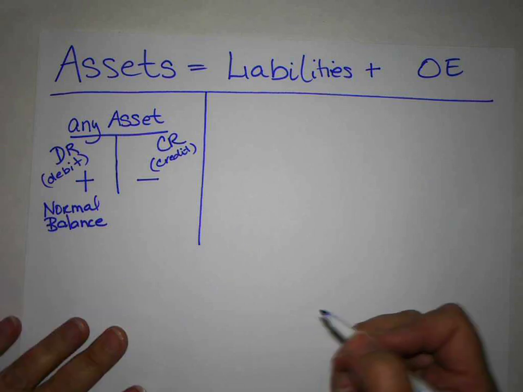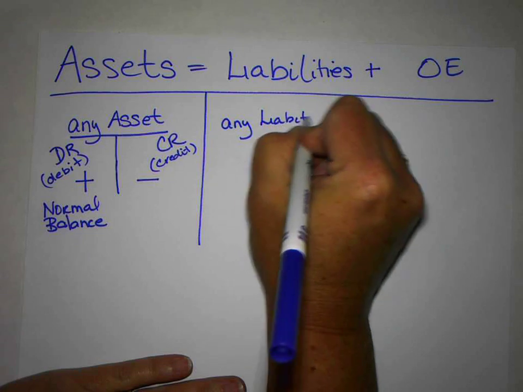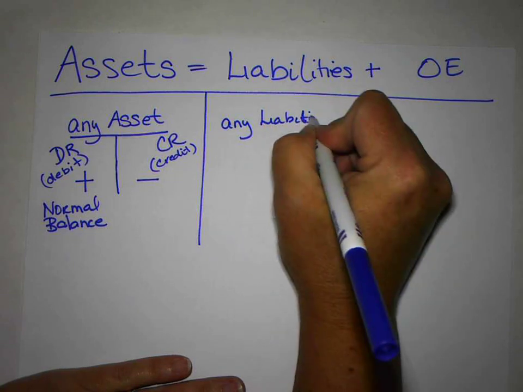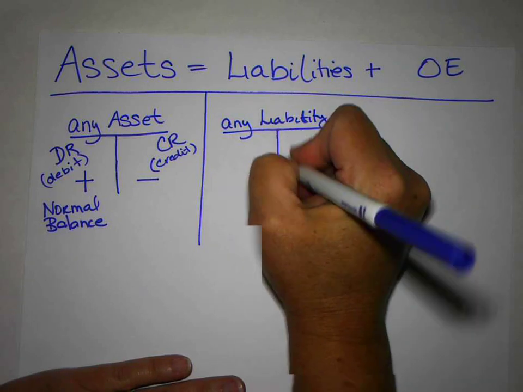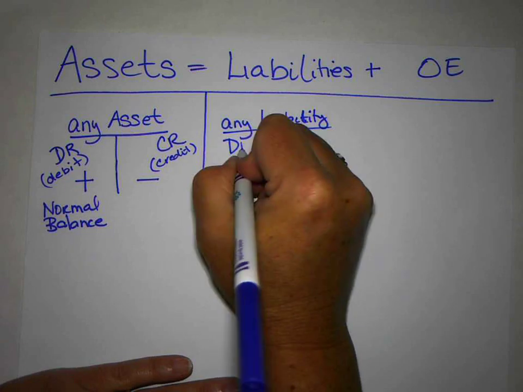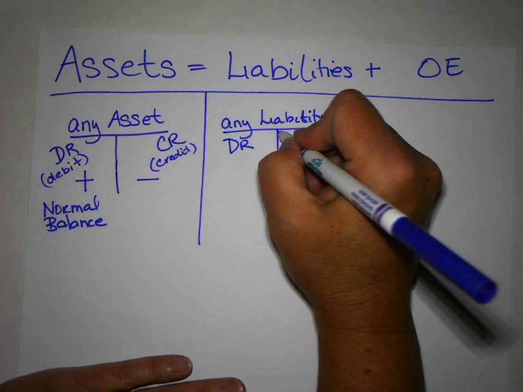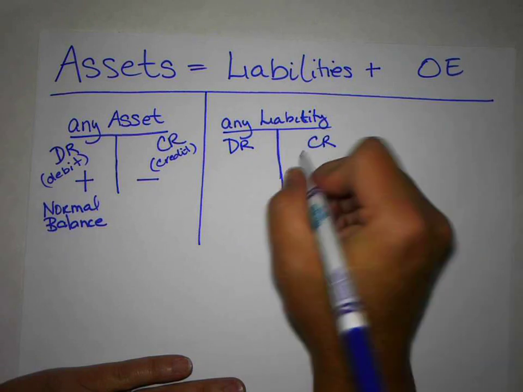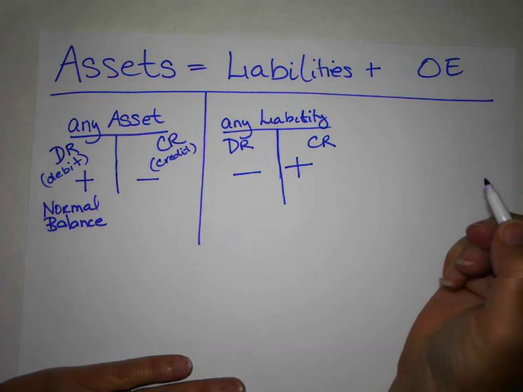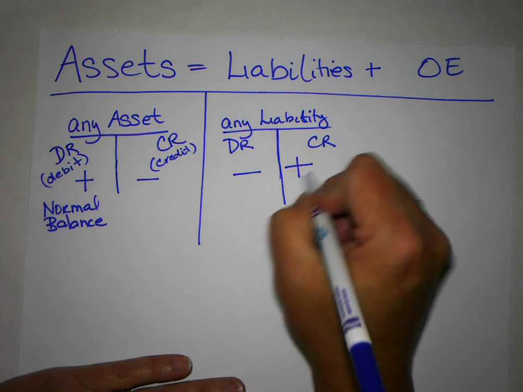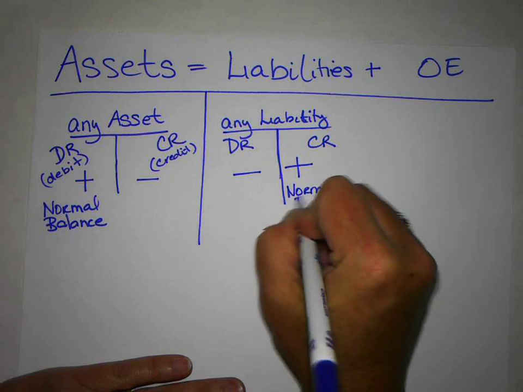Now over here, any liability. Gotta spell it right. Again, debit on the left, credit on the right. Liabilities increase on the credit side, therefore they decrease on the debit side. Since this is the increasing side, this is the normal balance side.